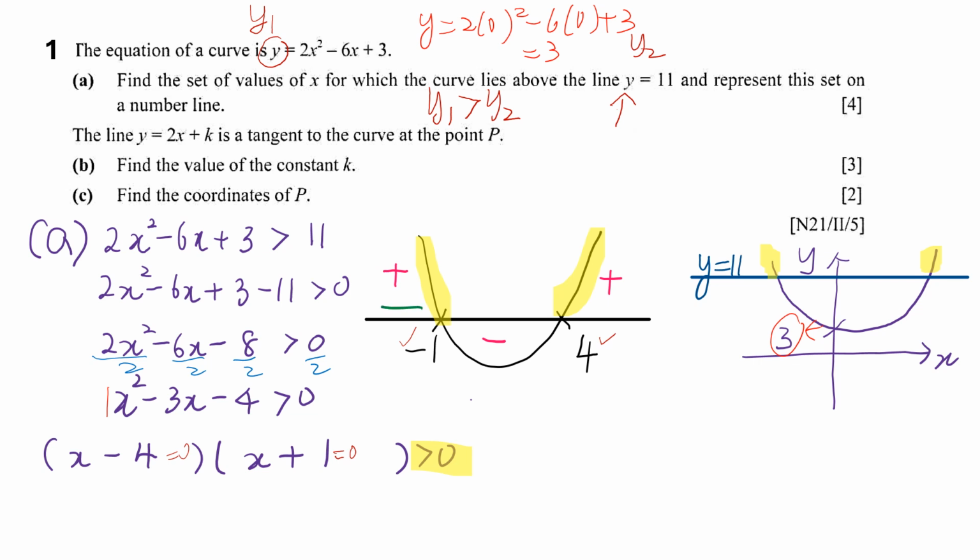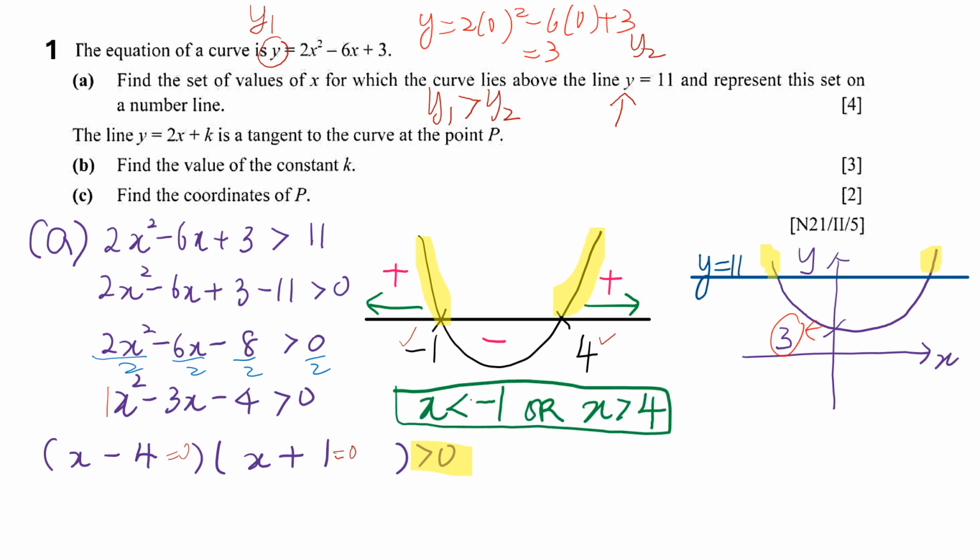So the corresponding values will be the two arrows going to the left and right, which gives the corresponding x values: x less than -1 or x more than 4. Okay, and that is not the end, because we're supposed to represent this answer on the number line. So please use the ruler to draw a number line.